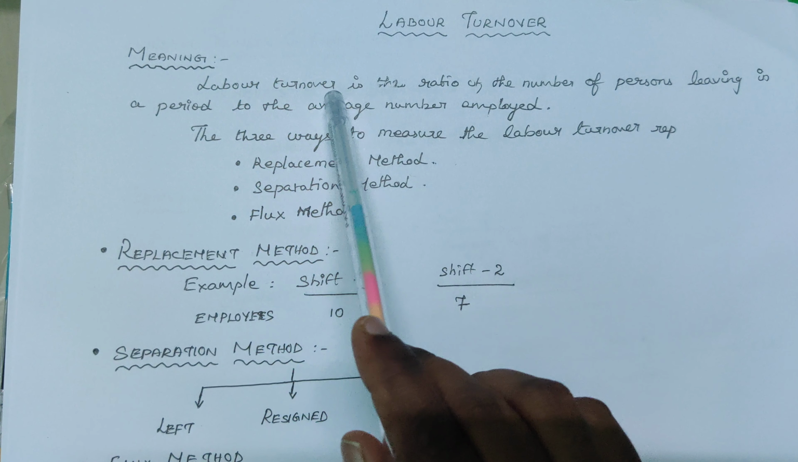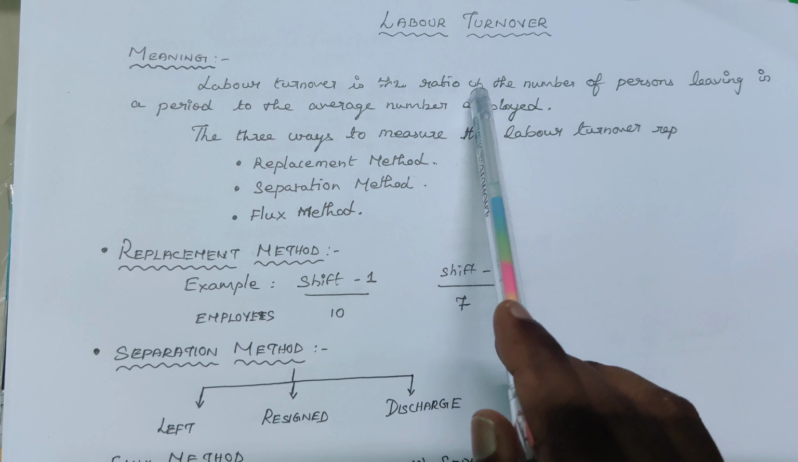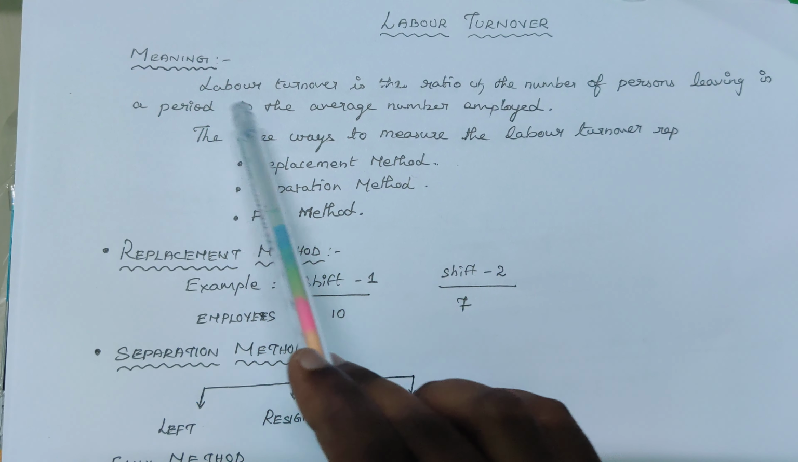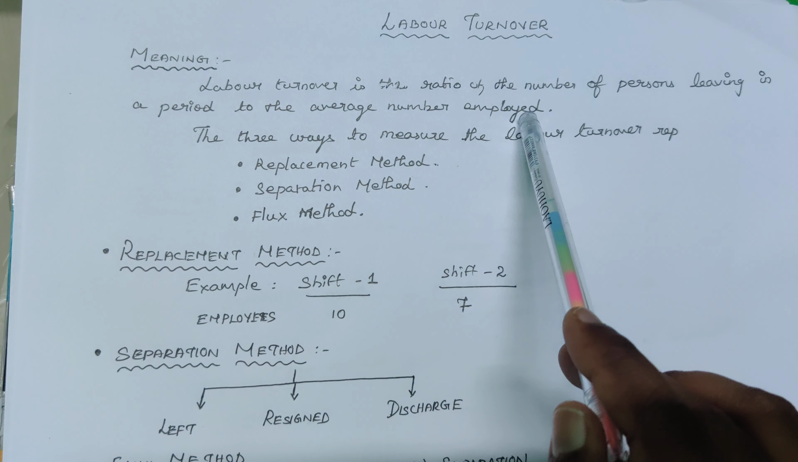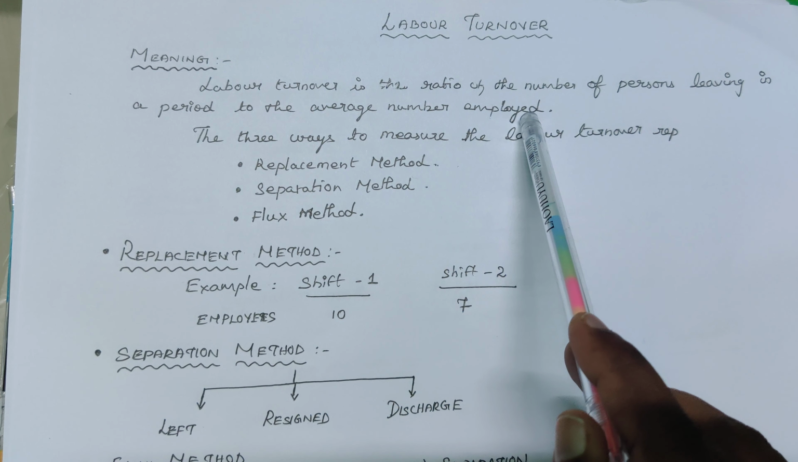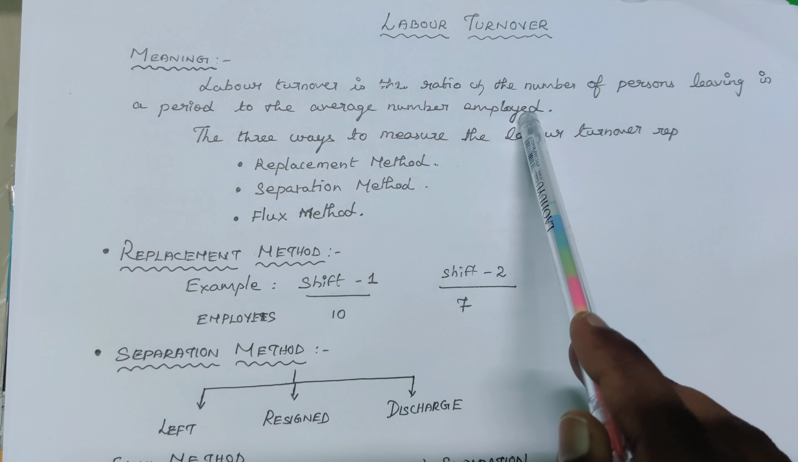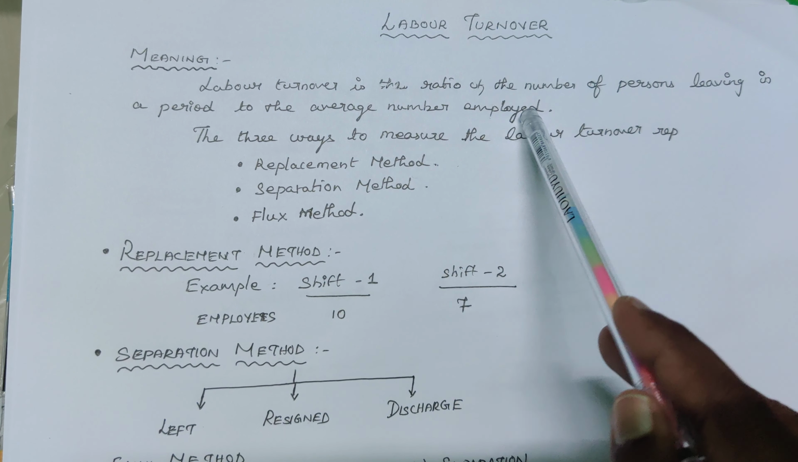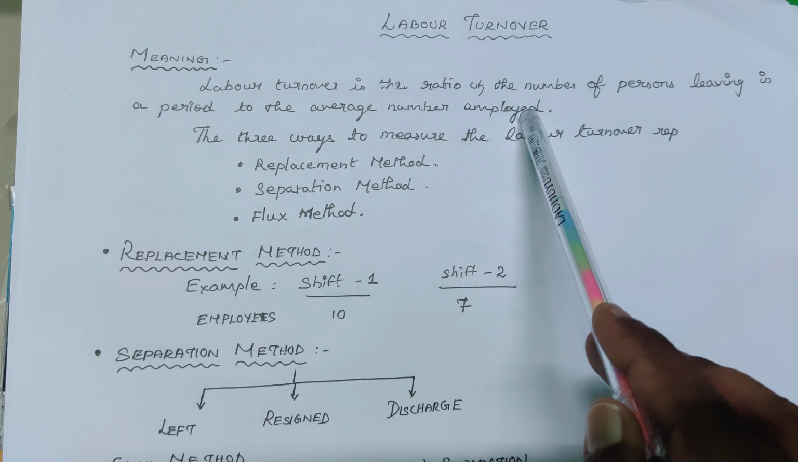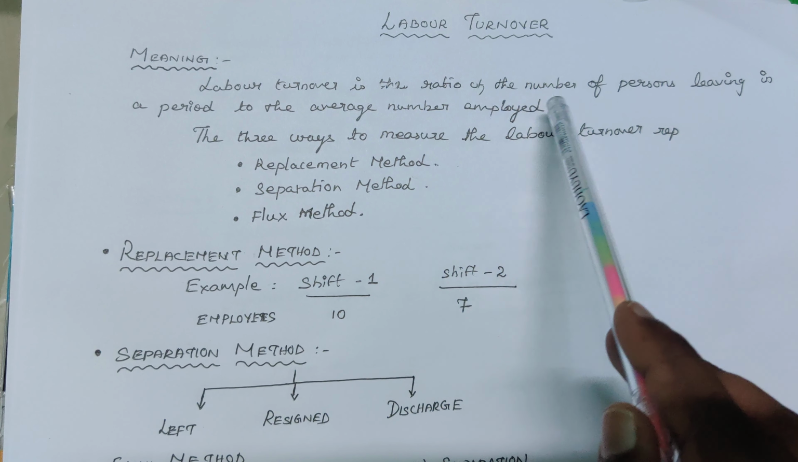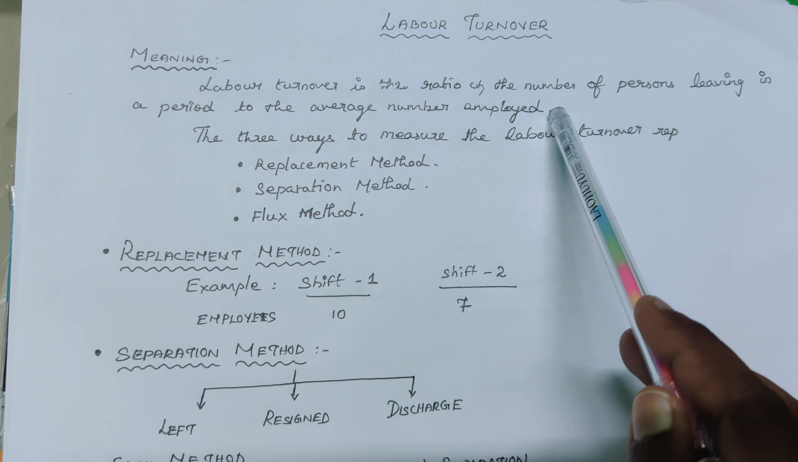Meaning, labor turnover is the ratio of the number of persons leaving in a period to the average number of employed, which is nothing but, in every organization there will be a recruitment as well as discharge of employees. We can say that when there is a high rate of recruitment in an organization, the labor force is unstable. There is no constant labor force in an organization.